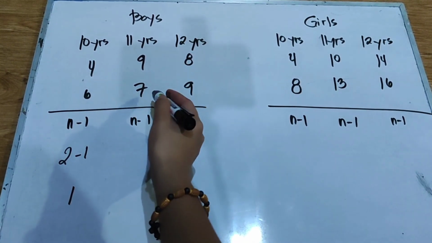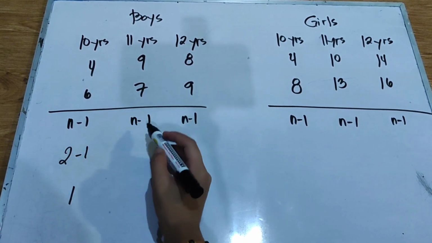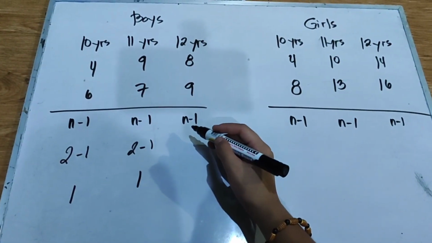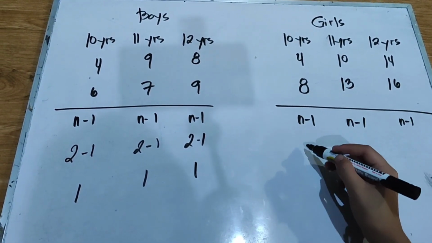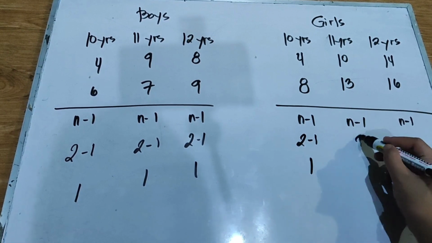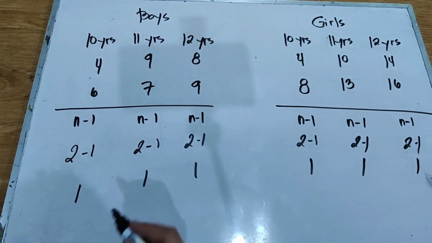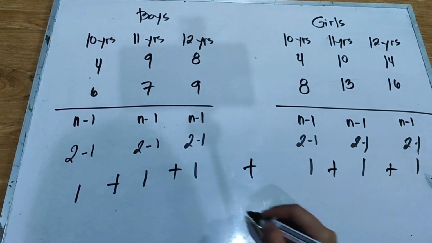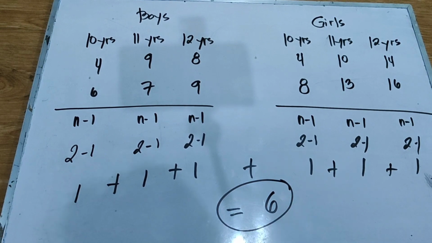And then, for 11 years, same ra, tagduha sila ka test scores. So, 2 minus 1 equals 1. And then, same with the girls: 2 minus 1 equals 1. So, after na, kay i-add na naman sila. Equals na nila kay 6. Mga 6 ang atong degrees of freedom under sa within or error.